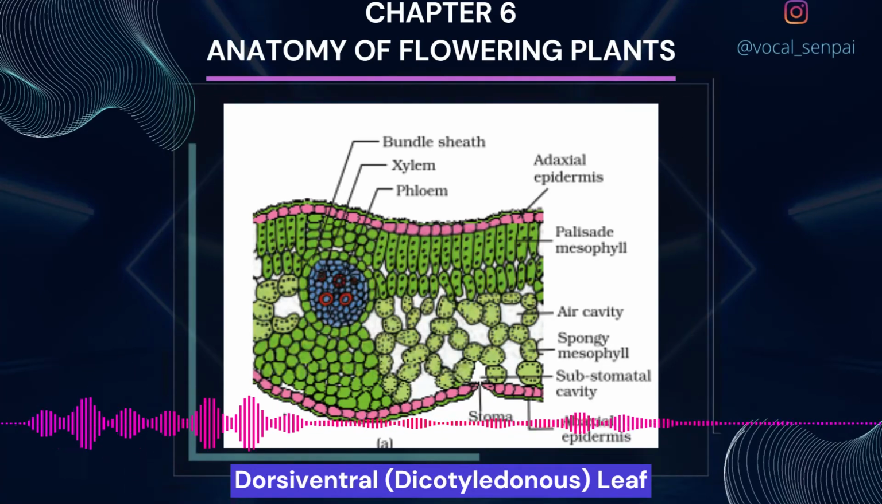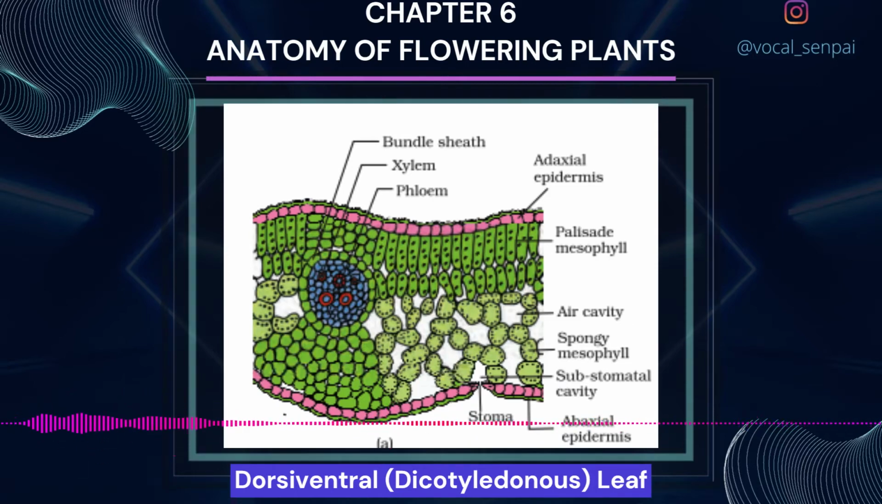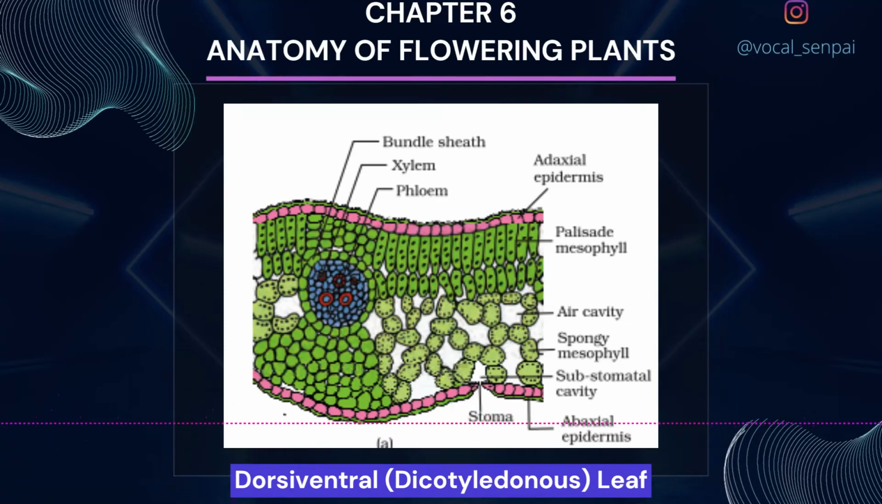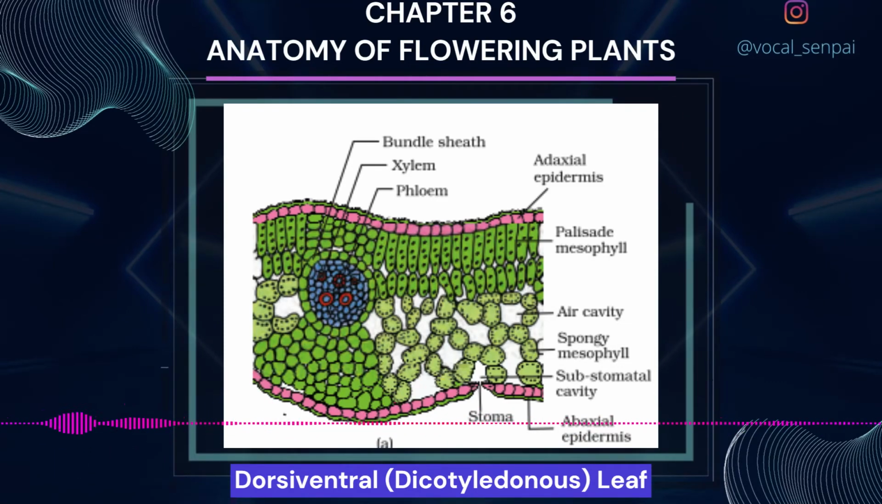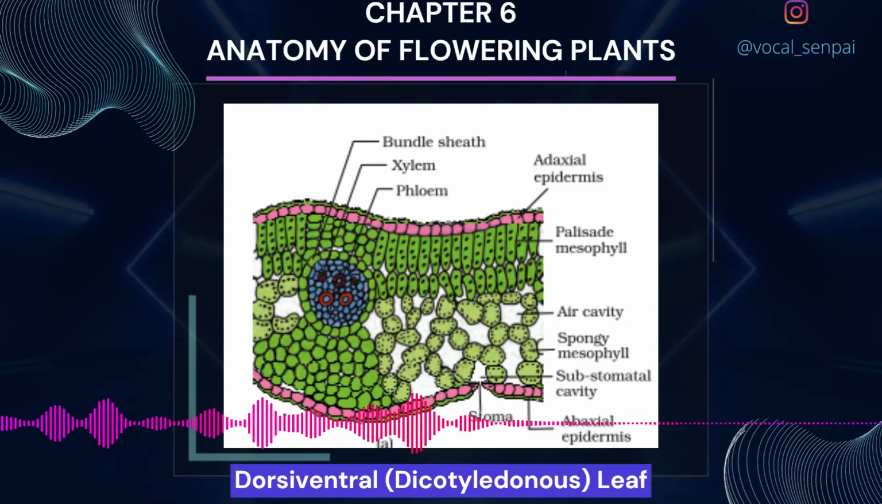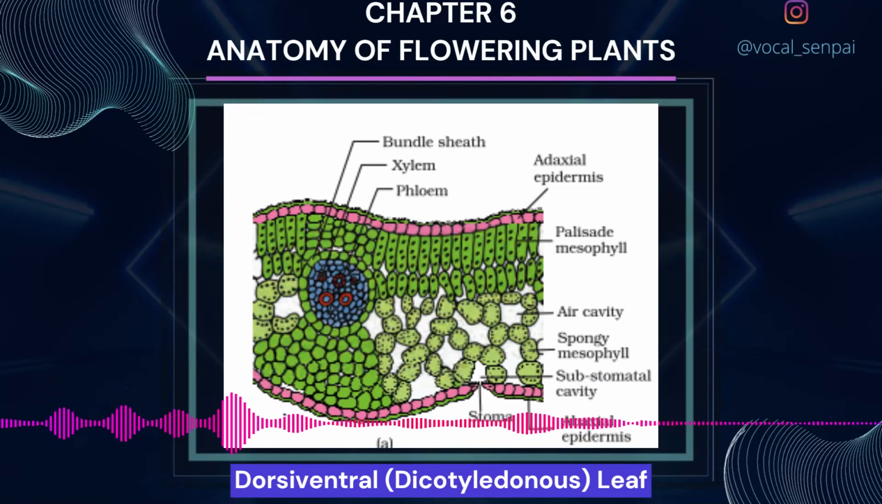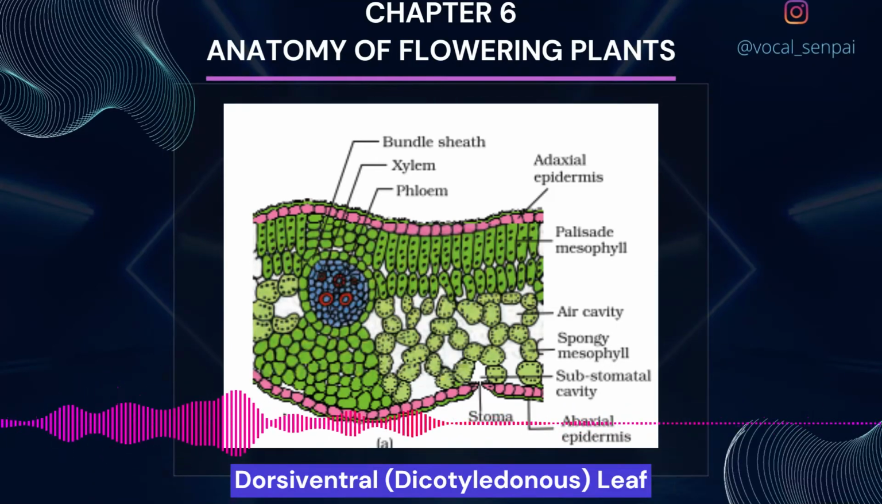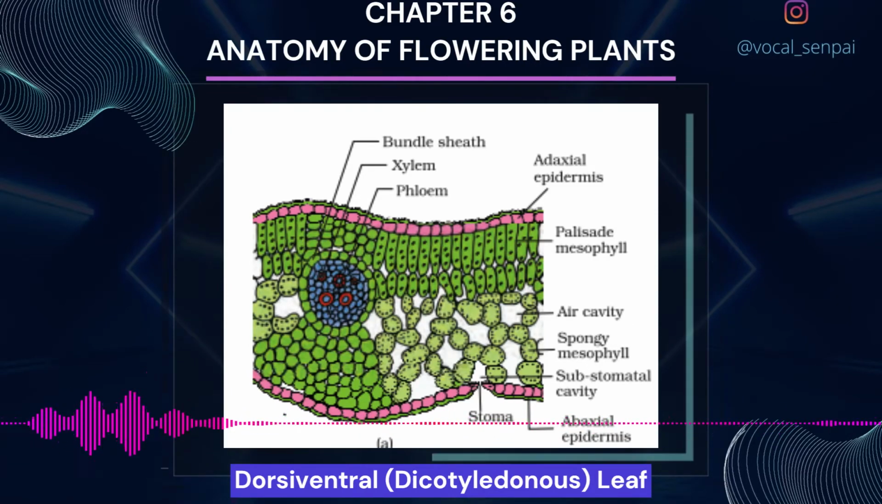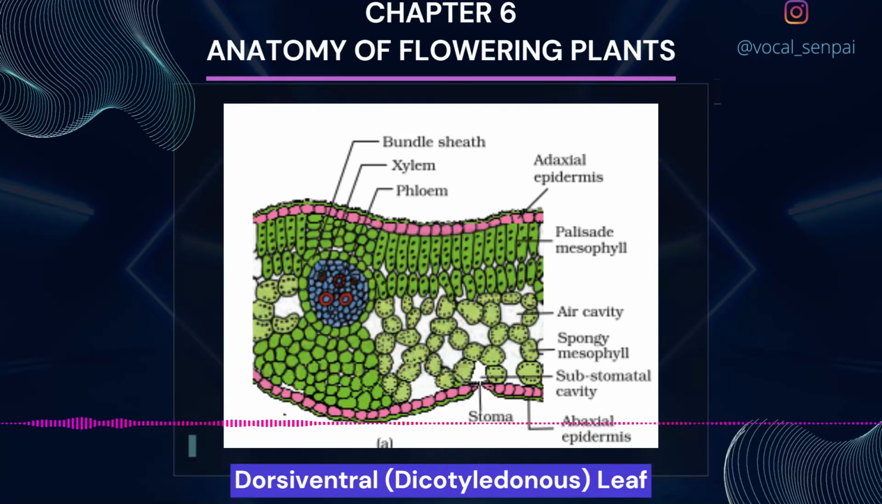The tissue between the upper and the lower epidermis is called the mesophyll. Mesophyll, which possesses chloroplasts and carries out photosynthesis, is made up of parenchyma. It has two types of cells, the palisade parenchyma and the spongy parenchyma. The adaxially placed palisade parenchyma is made up of elongated cells, which are arranged vertically and parallel to each other. The oval or round and loosely arranged spongy parenchyma is situated below the palisade cells and extends to the lower epidermis. There are numerous large spaces and air cavities between these cells.